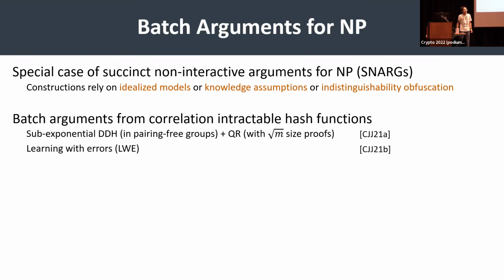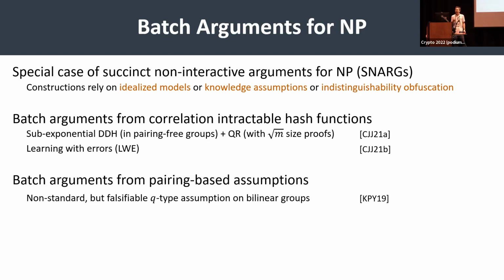If we consider the relaxation of SNARKs for NP to the setting of batch arguments, then a series of works by Choudhuri, Jain, and Jin have recently shown how to construct batch arguments for general NP by leveraging the machinery of correlation intractable hash functions, which can in turn be instantiated either from the sub-exponential DDH assumption in conjunction with the QR assumption, or more recently from the plain learning with errors assumption. In the setting of bilinear maps, we know how to construct batch arguments based on non-standard but falsifiable Q-type assumptions over bilinear groups.